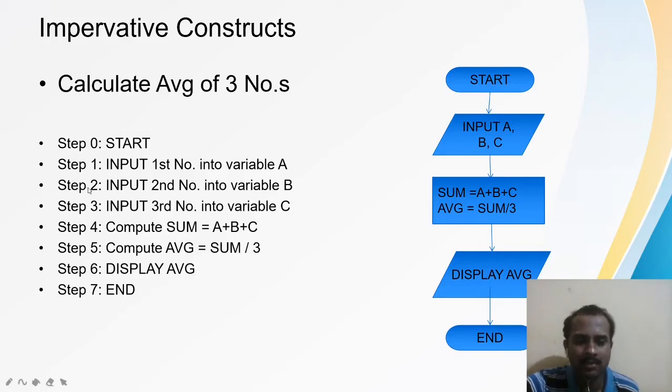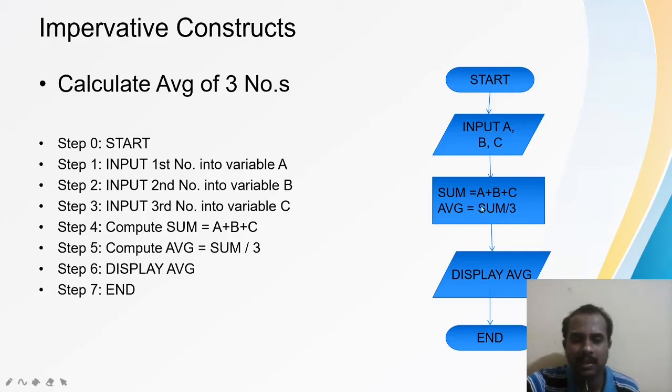So here, step 1, step 2 and step 3 can be combined, something like input 3 numbers into variables A, comma B, comma C. And again step 4 you can also combine them. Start, input A, comma B, comma C, or I can write separately input A, input B and input C.